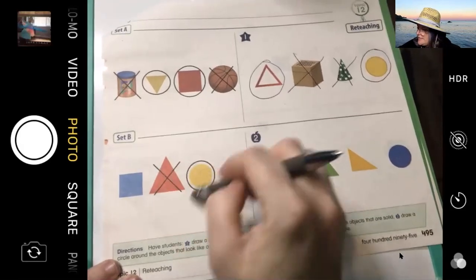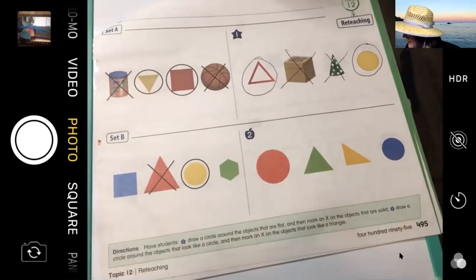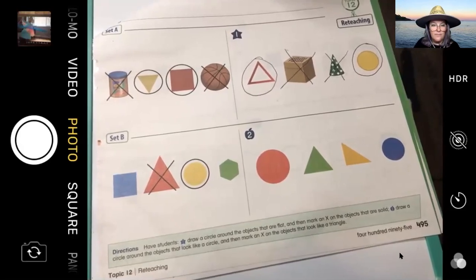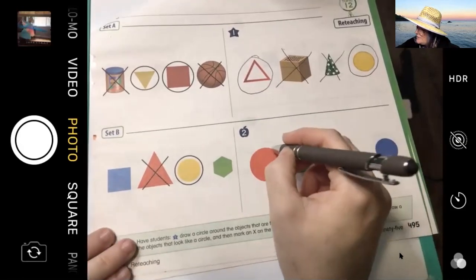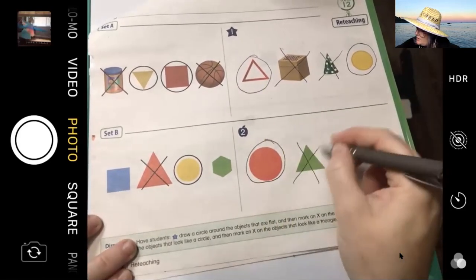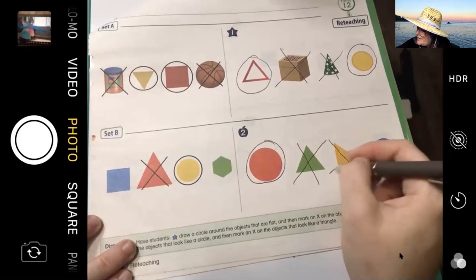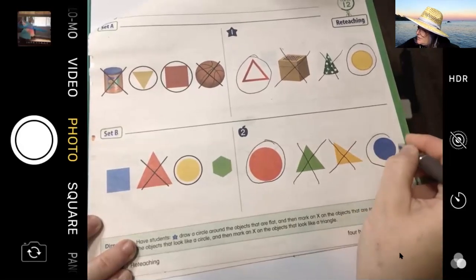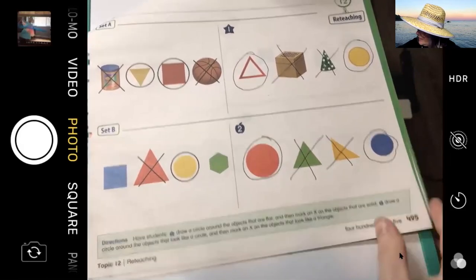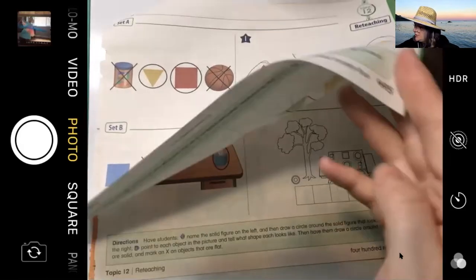Okay, so they've given us an example of what they want us to do for number 2. It says draw a circle around the object that looks like a circle and put an X on the object that looks like a triangle. All right, so we circle the circles and we X out the triangles. That's easy. So let's circle the circle, X out the triangle, X out the triangle, and circle the circle. We did it. Ooh, my little circle is a little wonky there. All right, my friends, let's turn the page.